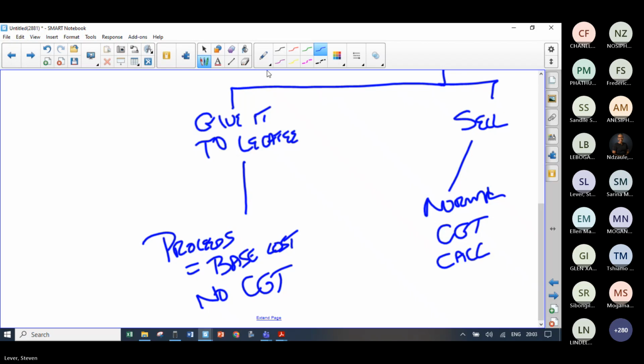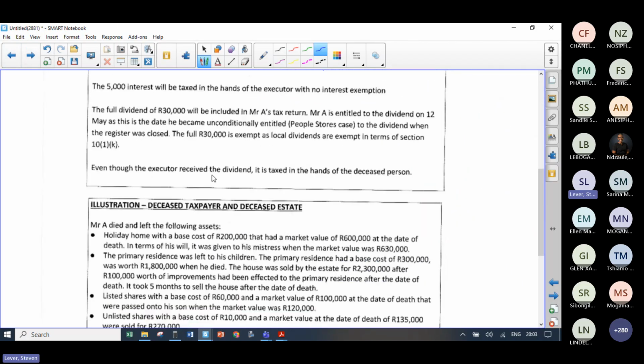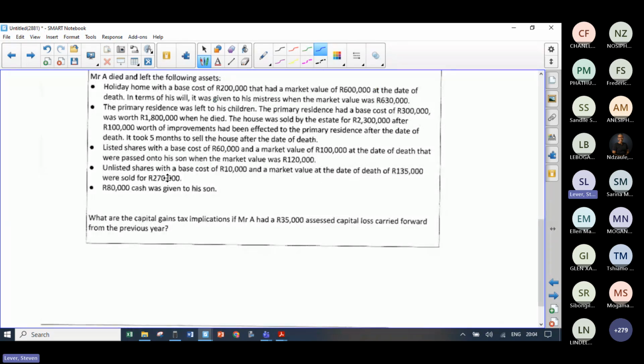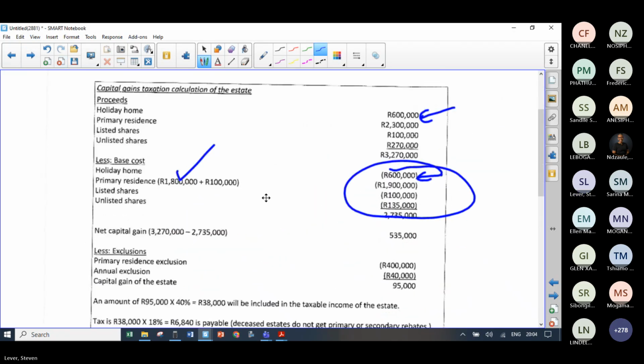So let's look at the question. It says here, unlisted shares with a base cost of 10 and a market value at the date of death of 135 were sold for 270. So we just do it normally, guys. What are we going to do as part of the solution? There's the base cost, the 135 over there, market value, date of death, sold for 270, and you're allowed to put it in there. So you do a normal calc.